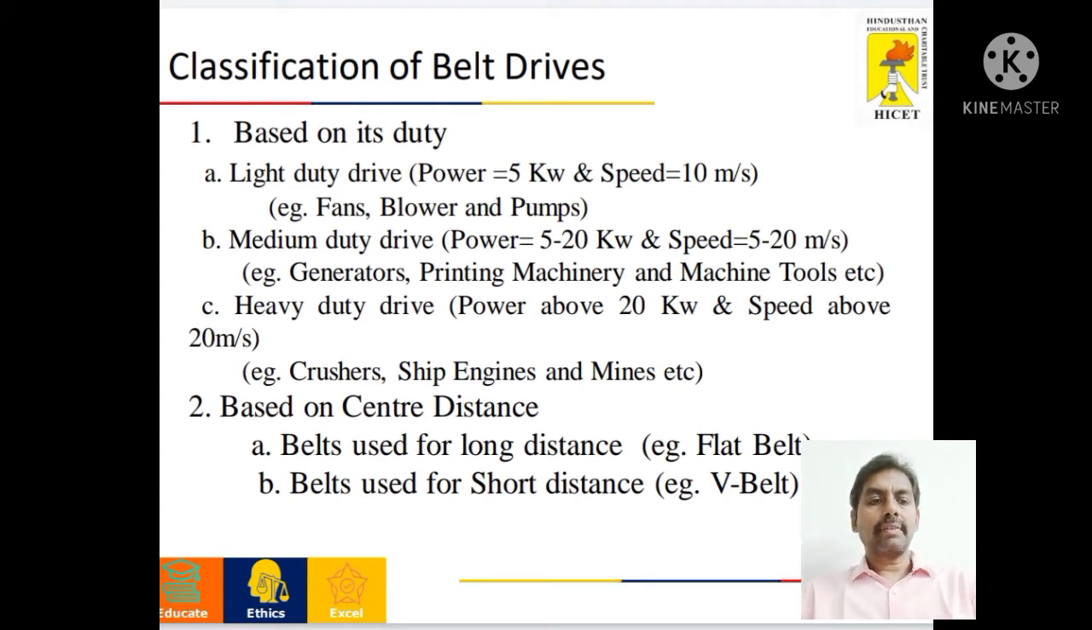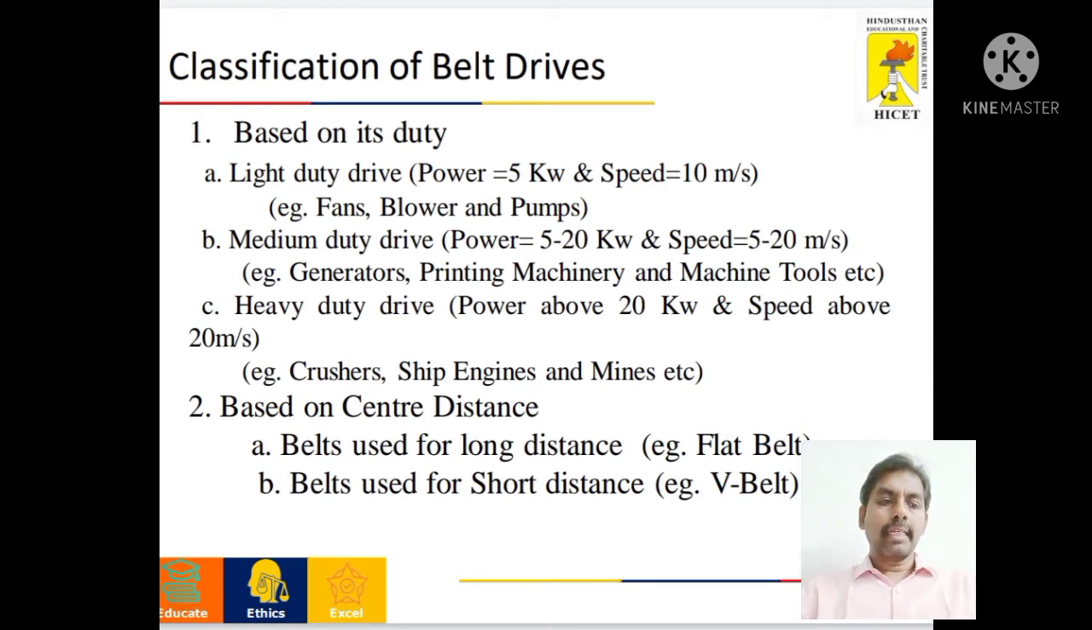Next one is based on the center distance. Based on the center distance, belts are used for long distance and for short distance. For long distance, for example, you can use the flat belt, and for short distance you can use the V belt and toothed belt. The flat belt can be used for 5 to 20 meters and more, and for the V belt we use less than 5 meters.